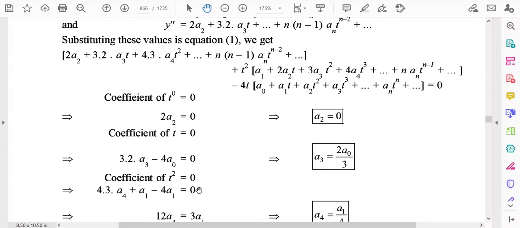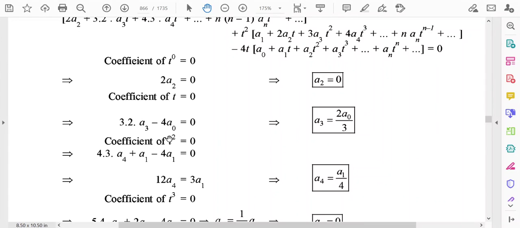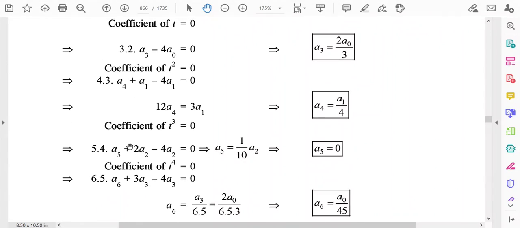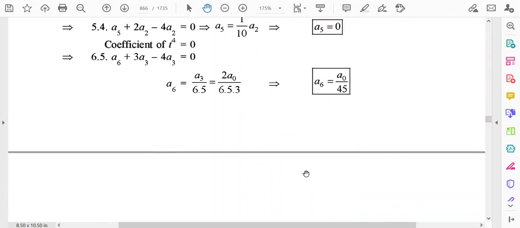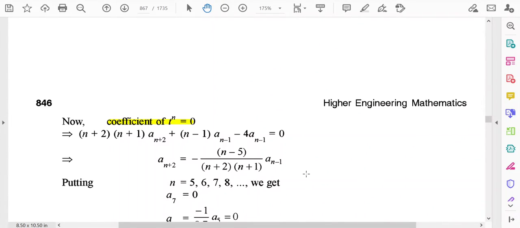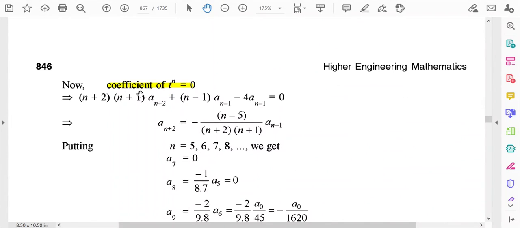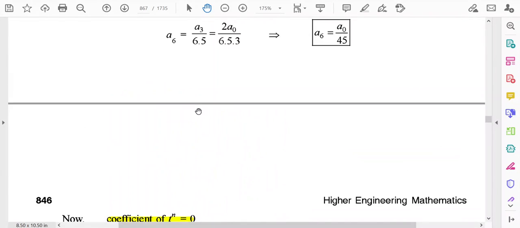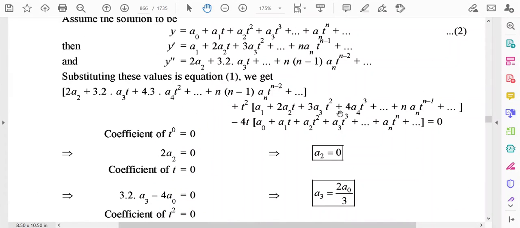In this way, step by step, you have to continue, and you can calculate various values of a from equating the coefficients of various powers of t to 0. These are the various values of a, and lastly you have to equate the coefficient of t to the power n to 0. And I have already discussed earlier how to calculate the coefficient of t to the power n equal to 0. So you have to find the nth term. This is the nth term.